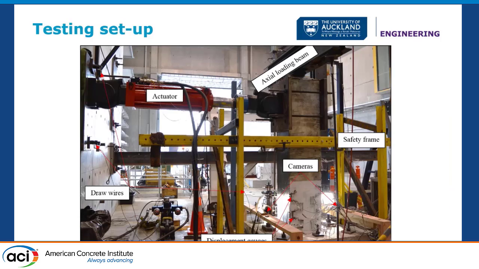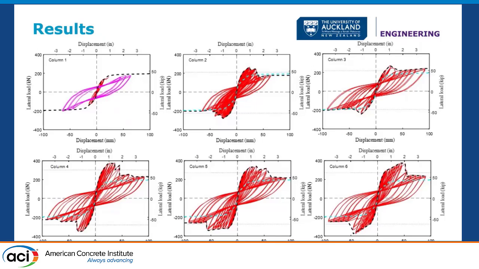And this is the test setup. We have a beam on top to apply axial load. I think it was 10% axial load ratio. And then lateral cyclic load to simulate the earthquake. And these are the hysteresis loops. A lot of information in here.